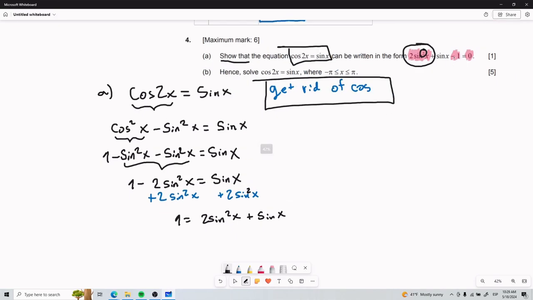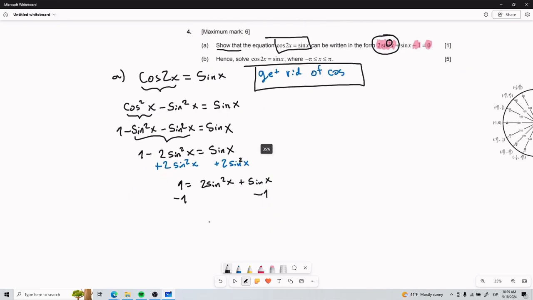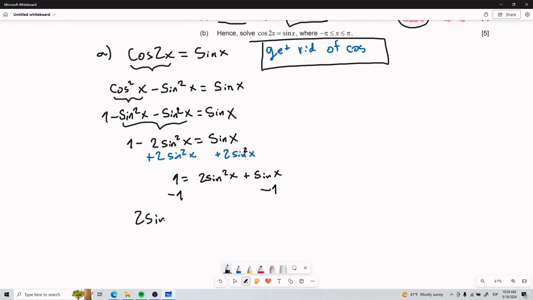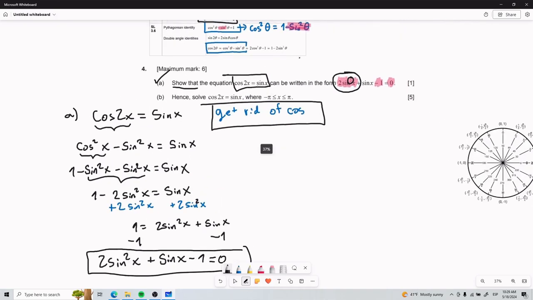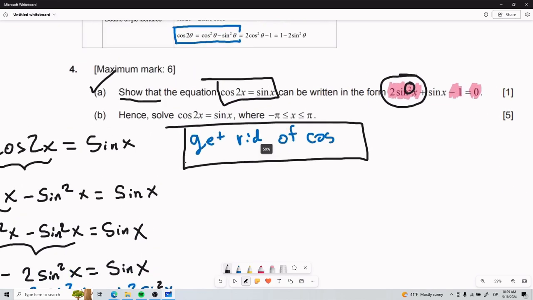And when you have a negative 1, which makes sense because I do minus 1, I end up with 0 equals, just to leave it as a show that, 2 sine squared x plus sine x minus 1 equals 0. So bada bim, bada boom. That is for part A. Not that hard. Just keep in mind the process.